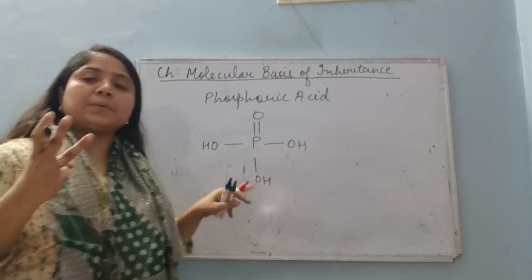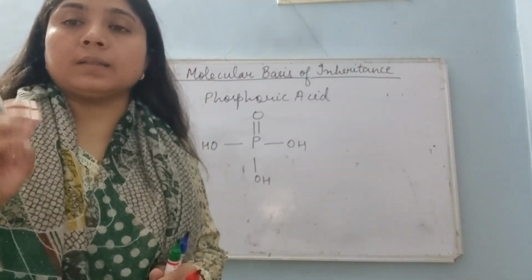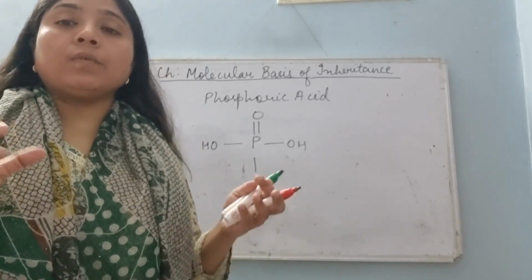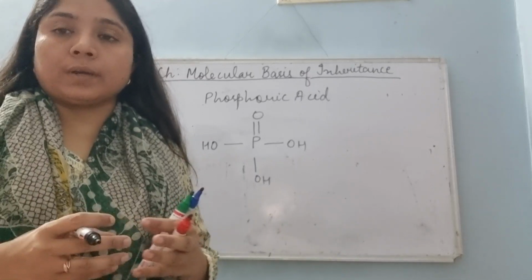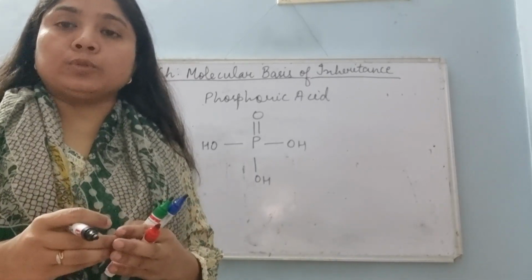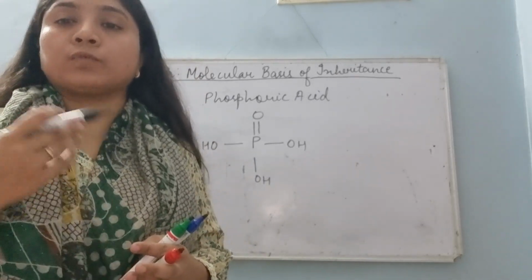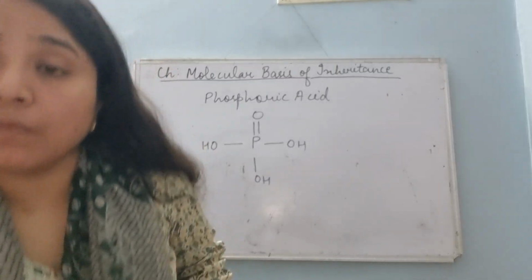So we have studied three components of a nucleotide. One is sugar, another one is nitrogenous base, another one is phosphoric acid. Now we have to see how they are bonding together to form a nucleotide. Which type of bonds are there, how they are bonding, at which carbon position of sugar the nitrogenous base is attached, at which carbon position of sugar phosphoric acid is attached. So we will see the structure of a nucleotide.